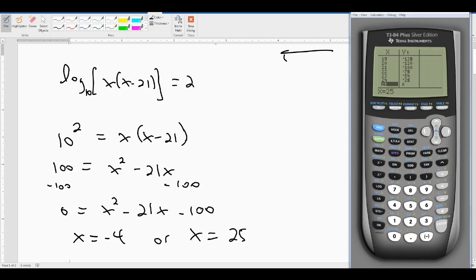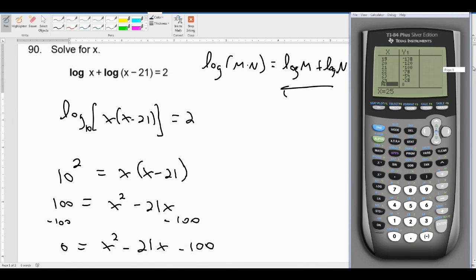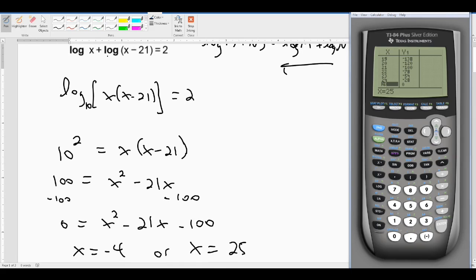You could also use the quadratic formula or factoring, but hey, I can use my calculator also. Sometimes it'll help me find it. If the numbers are even ugly, sometimes I can still find it. Now the only thing is if I take my original equation, log of x, if I put a negative 4 in there, watch, log of negative 4, I get an error. You can't take the log of a negative number. So that means x equals 25 is my only solution.